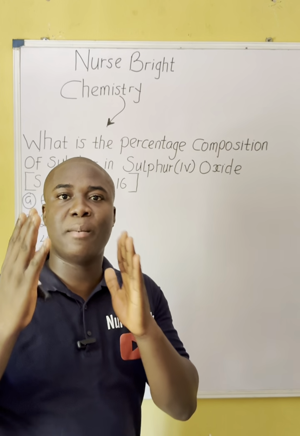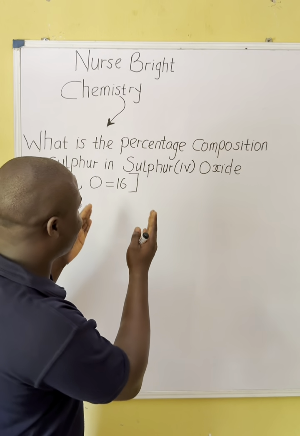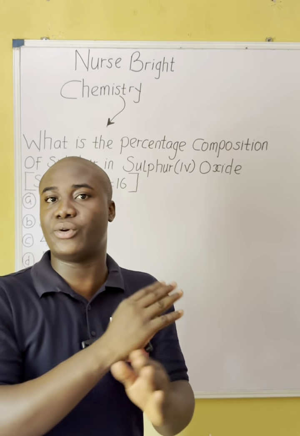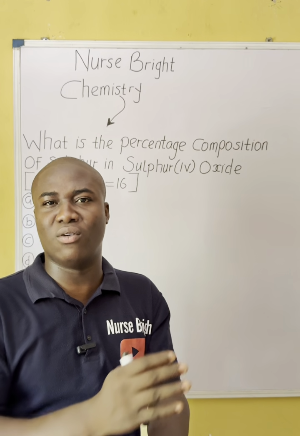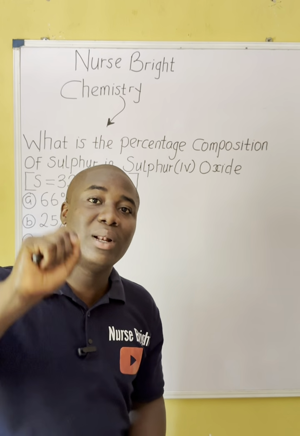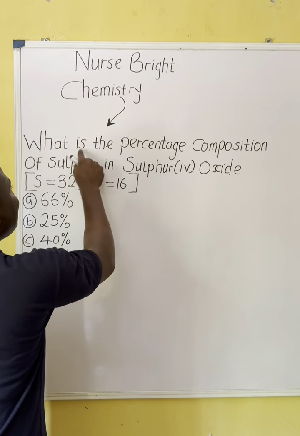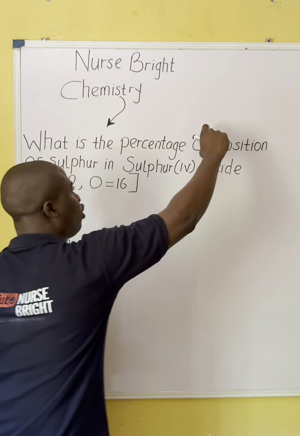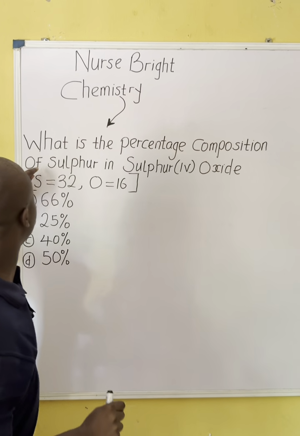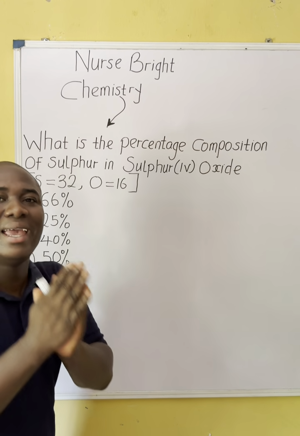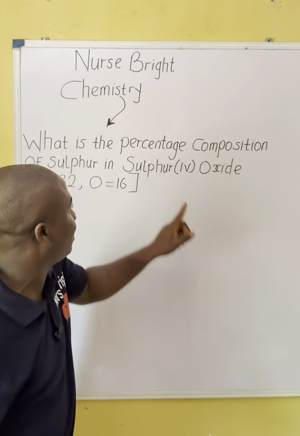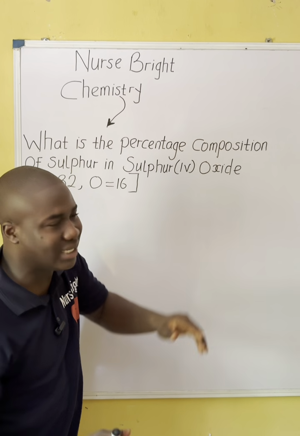Let's say you came across this question in your chemistry exam. How will you solve it? It is very easy. Now let's solve together. The question says, what is the percentage composition of sulfur in the compound sulfur 4 oxide?